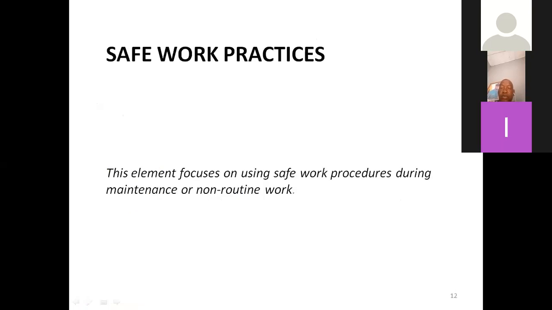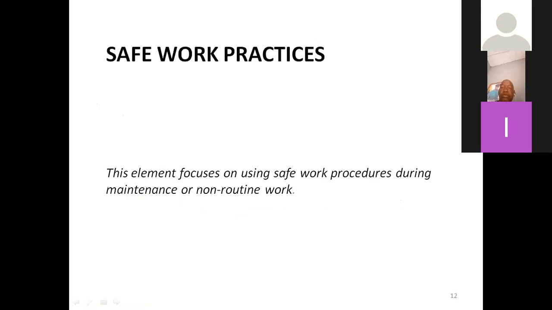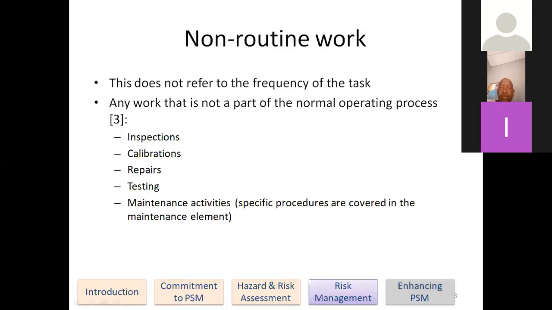That's why this aspect of process safety, how do you do your process in a safe way? One of the key principles is safe work practice. And how do you do a safe work practice? By doing non-routine work. They are not things you do every day, but they are very, very important. Inspection is very, very important. Calibration is also important. Repairs are also important. You don't do repairs on a machine all the time, but you must do repair on it.